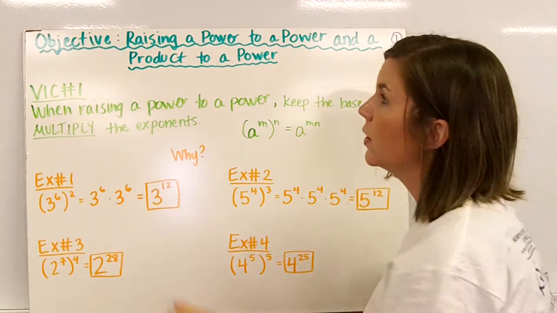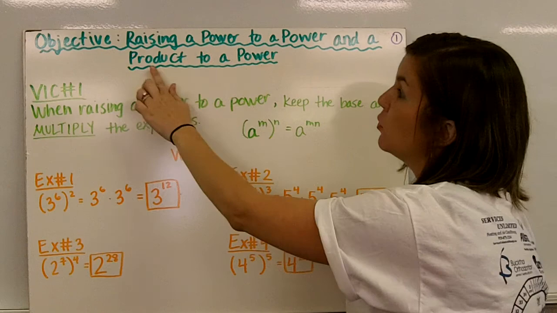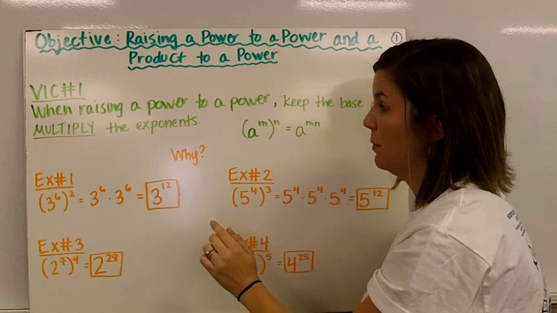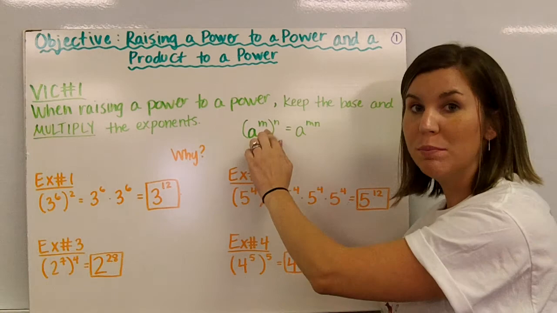Objective: raising a power to a power and a product to a power. Rule number one: when raising a power to a power, keep the base and multiply the exponents. So we have a as our base, and it's raised to the m power. M is the exponent. Exponent and power can be used interchangeably.